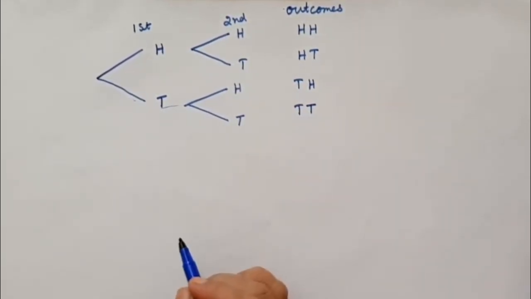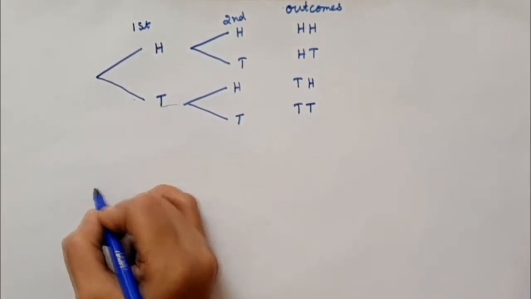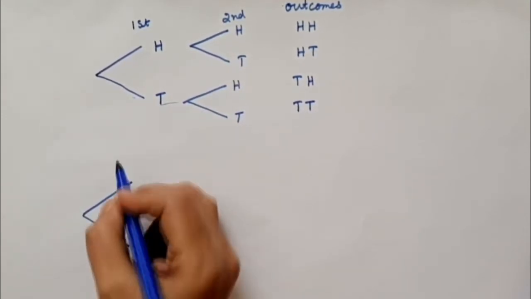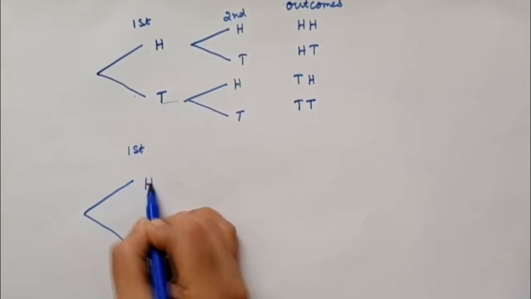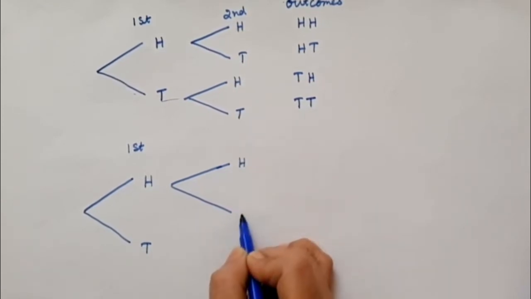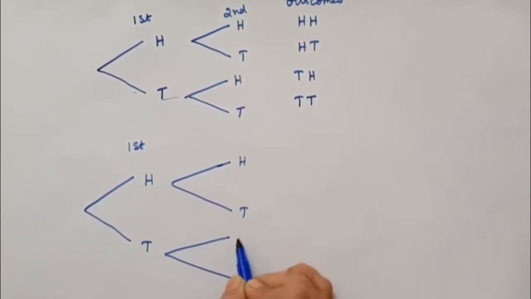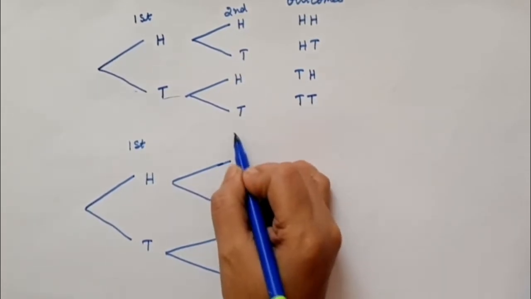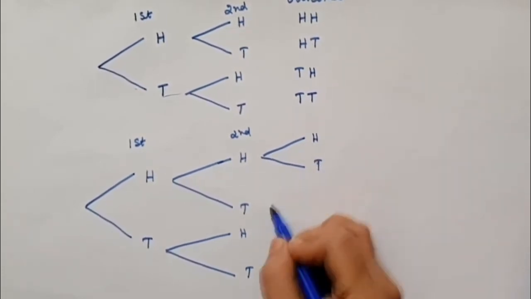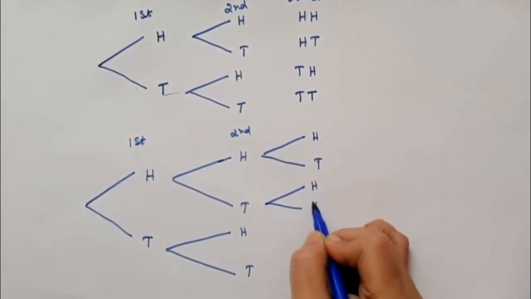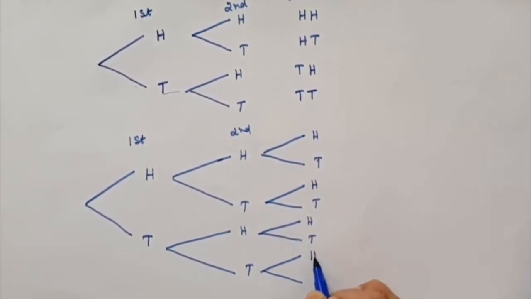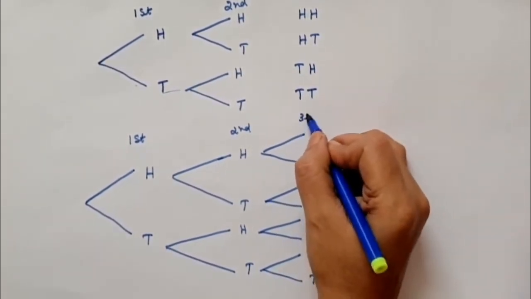Now suppose you are tossing a coin 3 times, that is, we proceed further. For the first time, we have a head and a tail. Now for the second time as well, we have a head and a tail. Here too we have head and tail. So this is for the second. Now we go in for the third. So again we extend the branch, head and a tail. Here too we extend it, head, tail. Here too we have head and a tail. So this is for the third attempt.